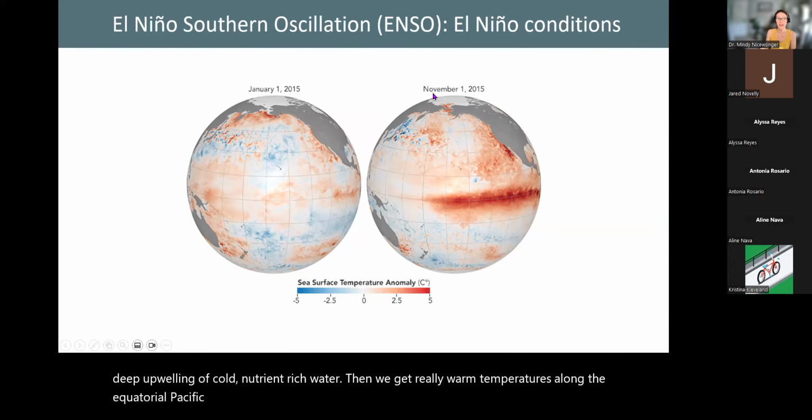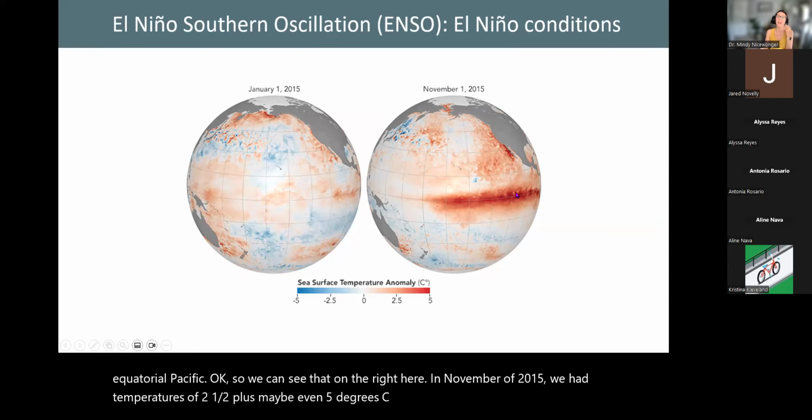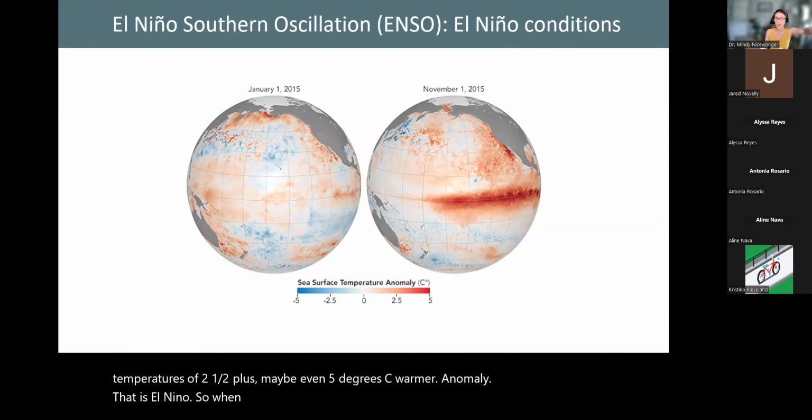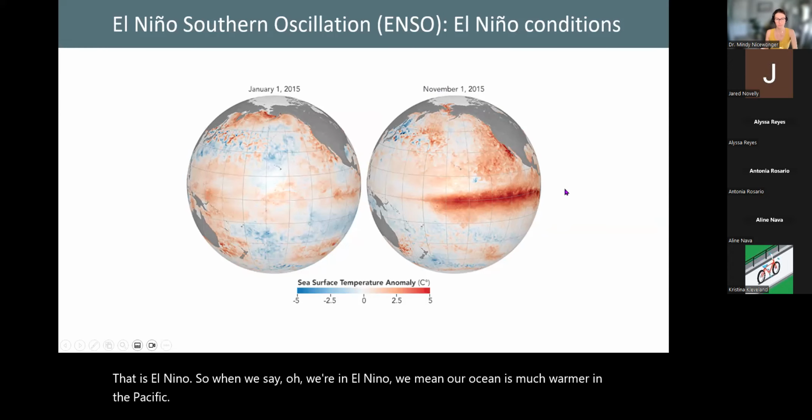Okay, so we can see on the right here in November of 2015, we had temperatures of 2.5 plus, maybe even 5 degrees C warmer, an anomaly. That is El Nino. So when we say, oh, we're in El Nino, we mean our ocean is much warmer in the Pacific than normal.